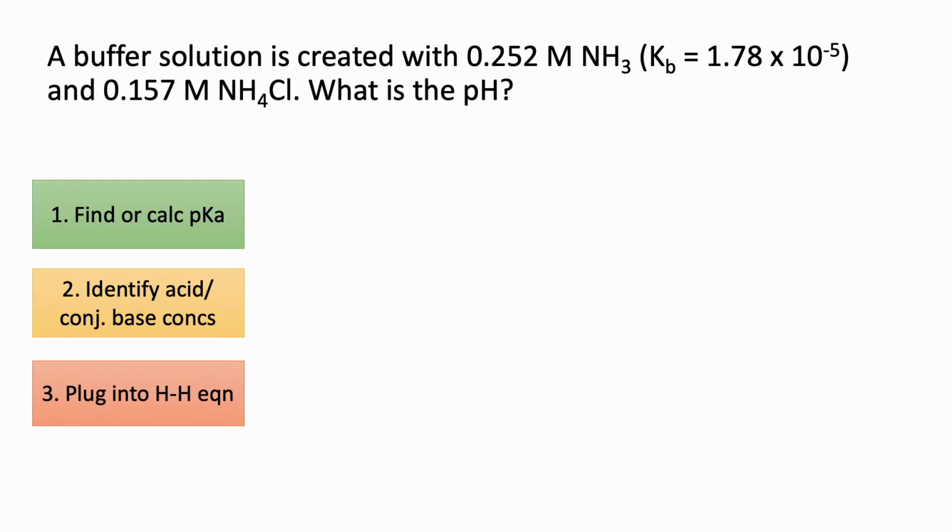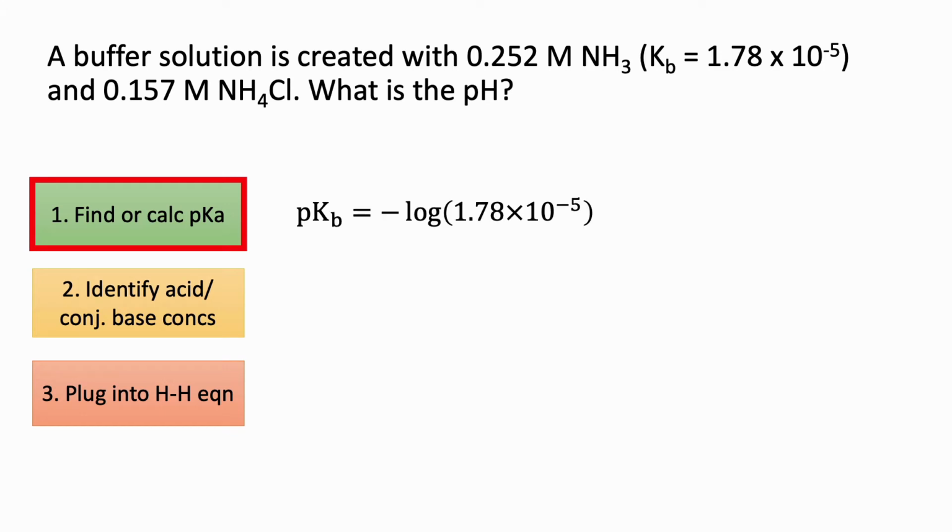Okay, here's another buffer problem. This one is a bit different because here we're using ammonia and ammonium chloride. The thing you can usually find the equilibrium constant for is ammonia, which is a weak base. And so we have the Kb here. When we go to calculate our pKa, let's start by first doing the pKb, which is the negative log of our Kb, and that will be 4.75.